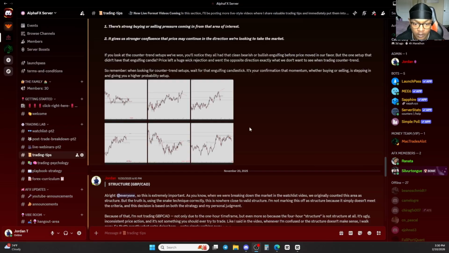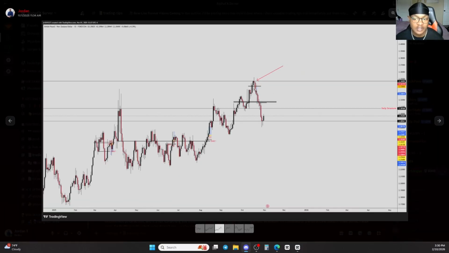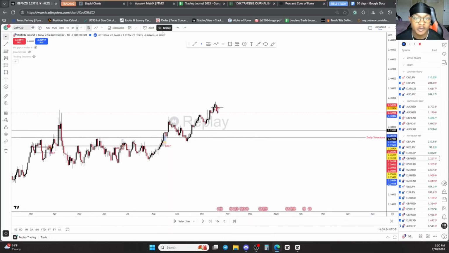Okay, so we went to a previous trade. Right here, you can see GBP/NZD. This is basically the exact same thing we just walked through with the line chart example. So this is going to be the easiest for you all to understand, which is why we're about to break it down right now. On GBP/NZD, what did I see on the daily time frame?